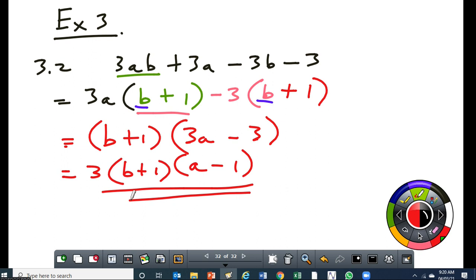I also need you to be aware that because of multiplication, you can even start with the a minus 1 here. You can put the a minus 1 first, before the b plus 1. It's still correct because of multiplication.